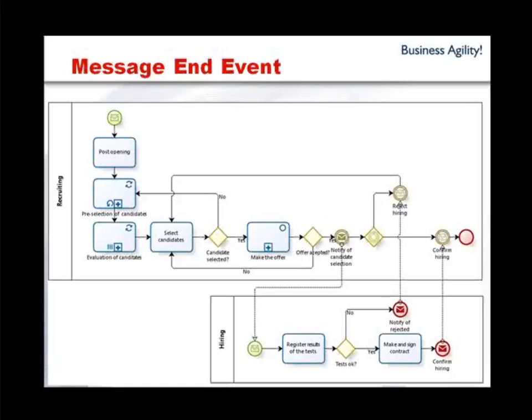In this process, we can see an example using the message end event, indicating that a message is sent to another participant when the process is finished. In this case, a rejected message is sent when the candidate was not accepted, and an accepted message is sent when its process was successful.